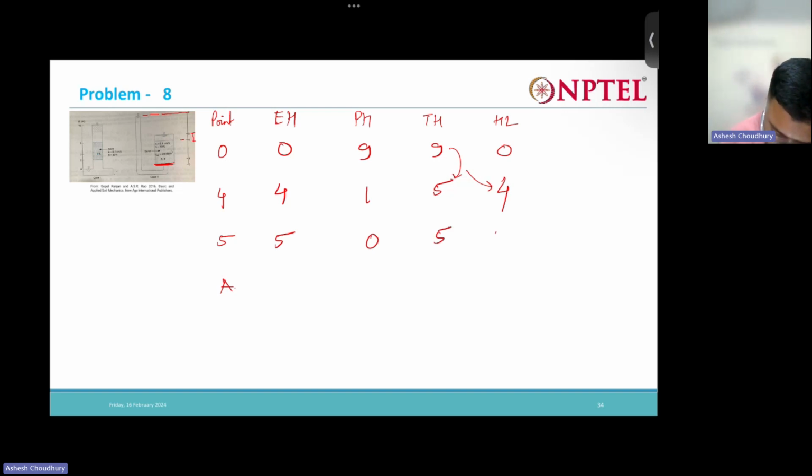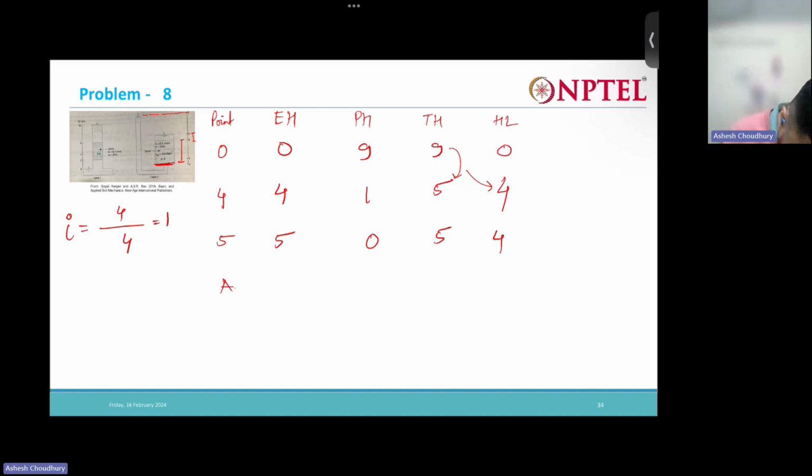Head loss will be same here. Now you need to find out A. In order to find out the point A, we find the hydraulic gradient. So how much head loss is totally happening? 4 meter head loss is happening across what length? Across this much length head loss is happening. So 4 meter head loss is happening across 4 meter length. So hydraulic gradient is 1.